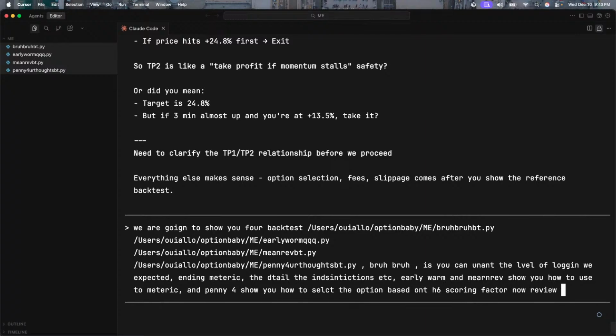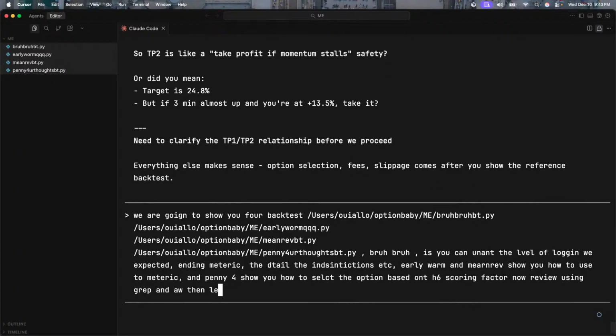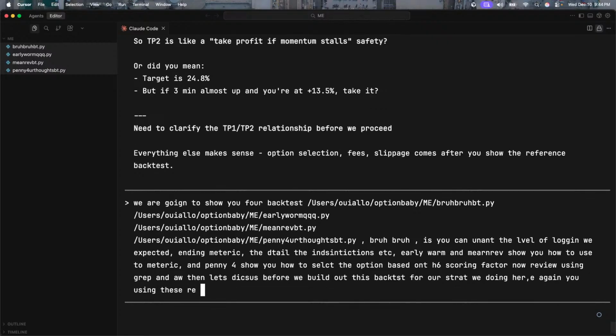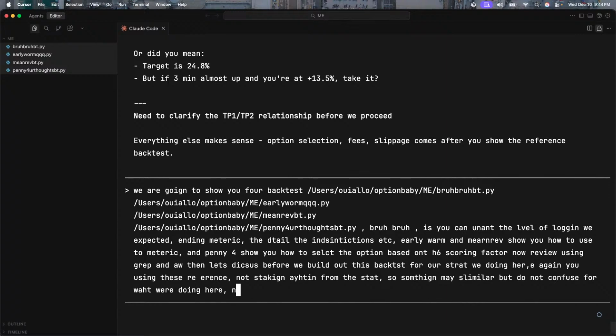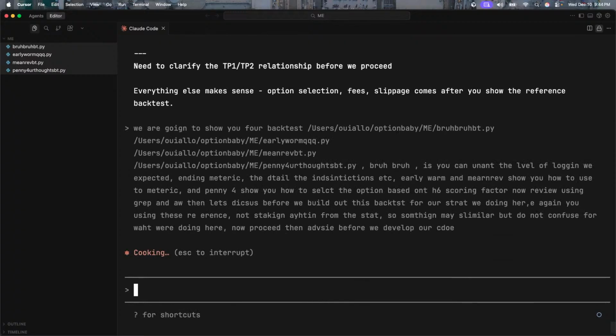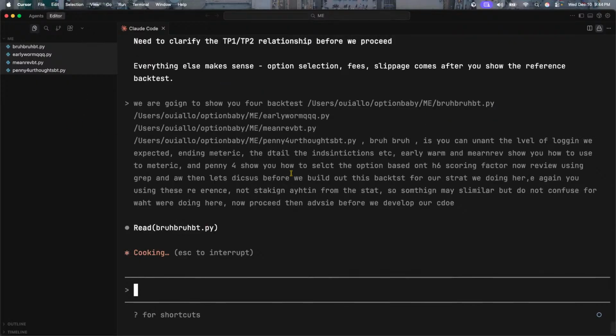Now review using grep and awk, then let's discuss before we build out this backtest for our strat we're doing here. Again, you are using these as references, not taking anything from the strats. Some things may look similar, but do not confuse it for what we're doing here. Now proceed, then advise before we develop our code. Beautiful. All right, so we're going to have Claude Code do that.